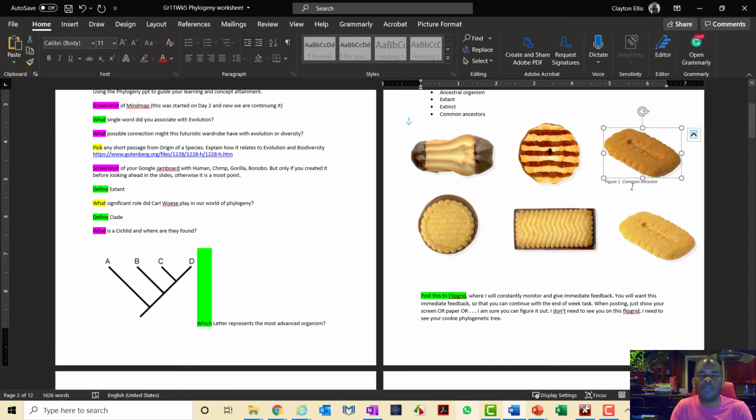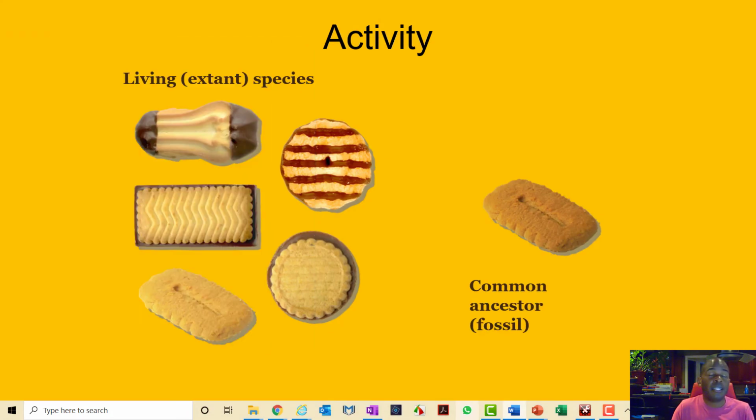For many of you, you might not be as comfortable working with Google Doc. You might be more comfortable working on slides. You can take these pictures and put them on slides or PowerPoint, and you're going to create a phylogenetic tree. And you're going to show me the ancestral cookie, and then show me how the lines break out. You're looking at the features, right?